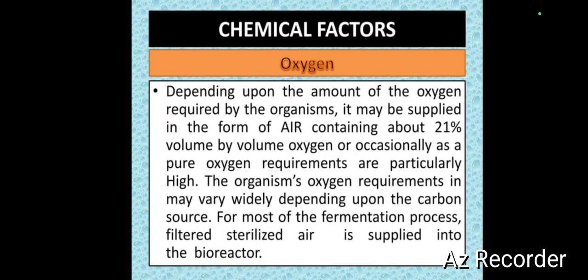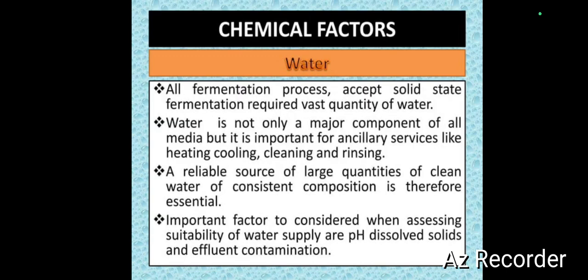Next is oxygen. Depending upon the amount of oxygen required by the organism, it may be supplied in the form of air containing about 25% volume by volume oxygen, or occasionally as pure oxygen when requirements are particularly high. The oxygen required by the organism may vary widely depending upon the carbon source. In most fermentation processes, filter-sterilized air is supplied into the bioreactor.